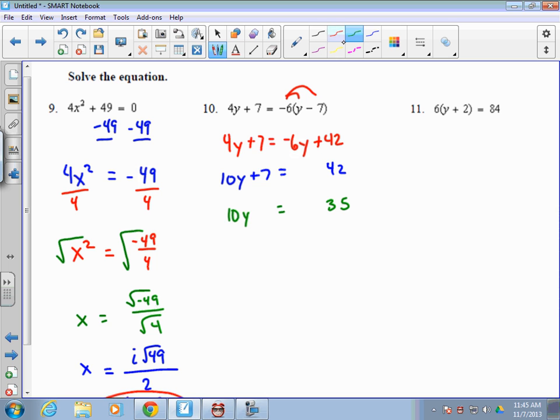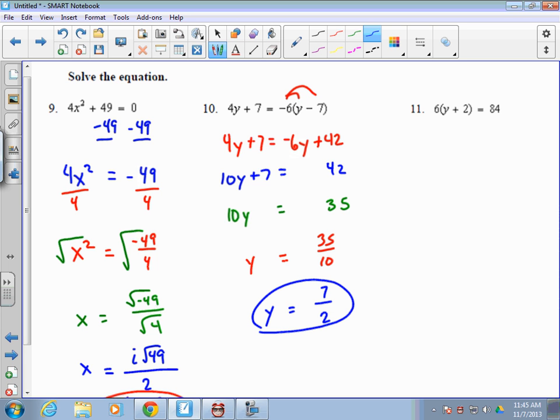Then get rid of 10 times something by dividing by 10 on both sides, and y equals 35 over 10, which the number 5 goes into. It goes into 35 7 times, and then the 10 twice. So a simplified improper fraction, 7 over 2.